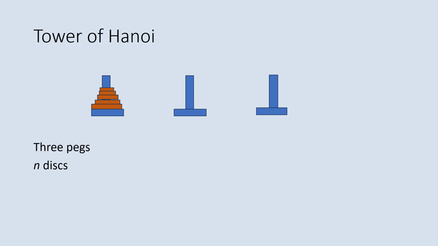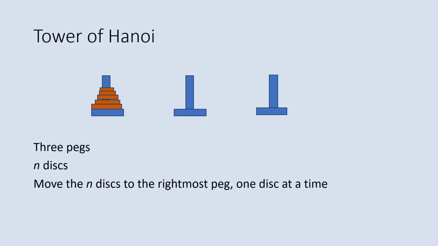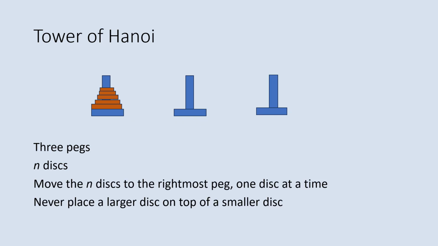that get smaller in size, and the idea is that we want to move all of the disks from, in this case, the leftmost peg over to the rightmost peg, but we can only move one disk at a time, and we can never place a larger disk on top of a smaller disk. So let's move things over one at a time, never put a larger disk on top of a smaller disk, and end up with all the disks over on the right-hand side in the appropriate order.